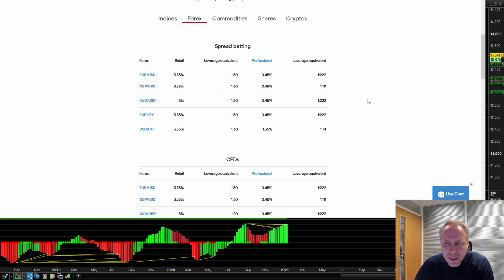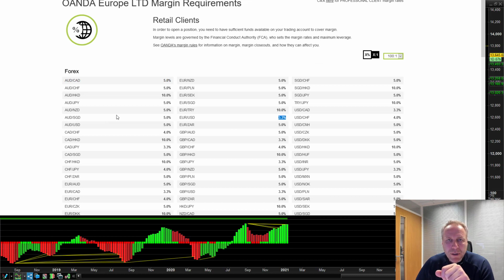So I really just wanted to go over margin a little bit here and check the broker that you're going to think about opening an account with. If you look at the spread betting broker here at IG, same margin requirements with Oanda, with the spread betting account as well. You're not going to go far wrong with any of these two brokers.